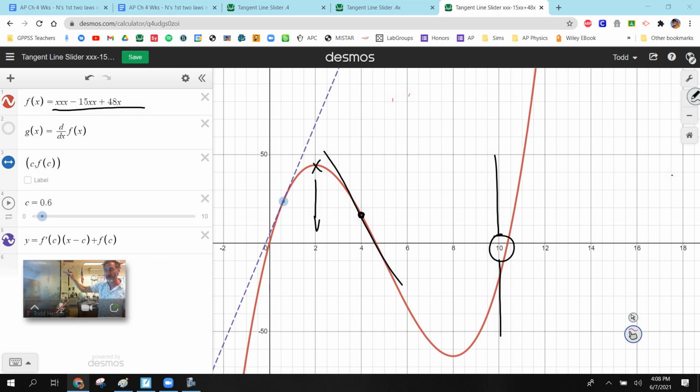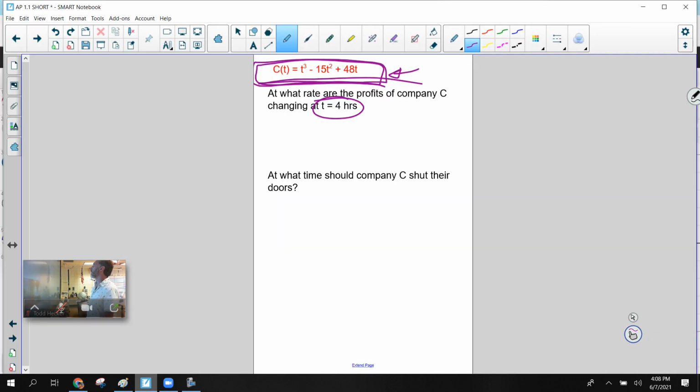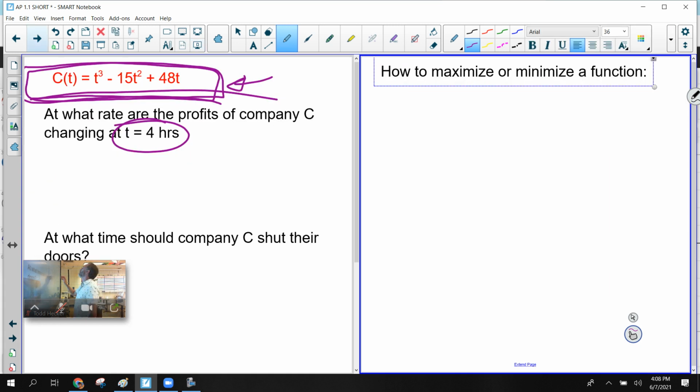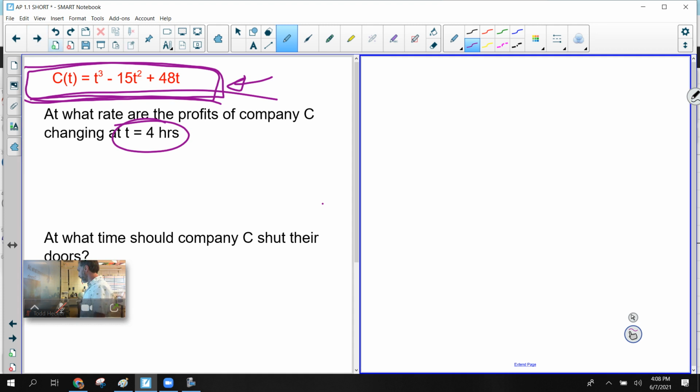But I know that because I'm looking at the graph. What if we didn't have the graph? Well, let's go back to our example over here. All right, so we've got this function. I feel like I need some more space to work with. All right, so here we go.